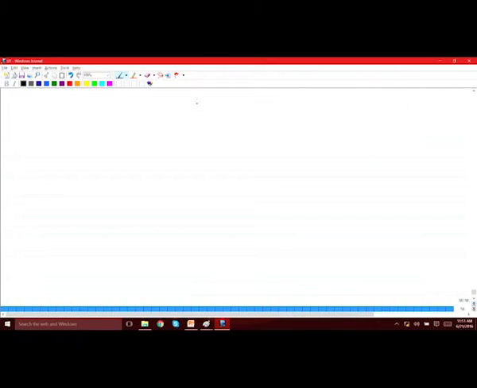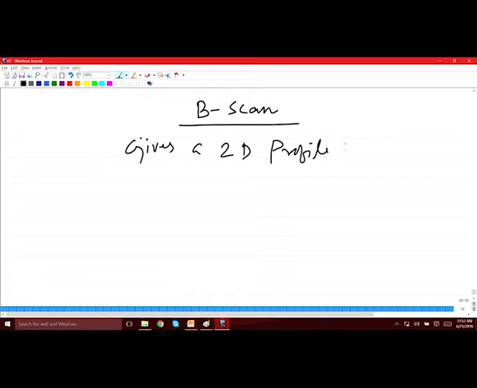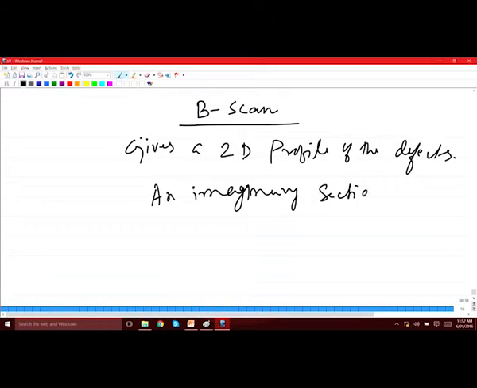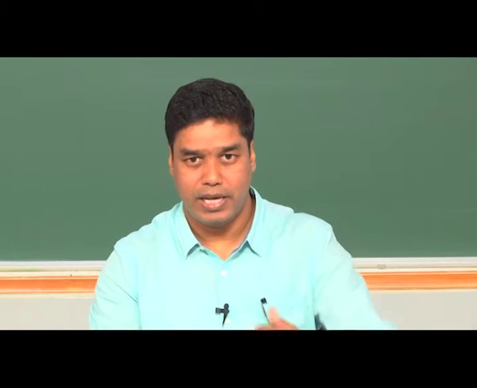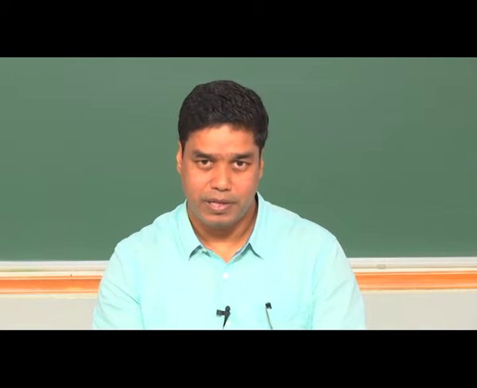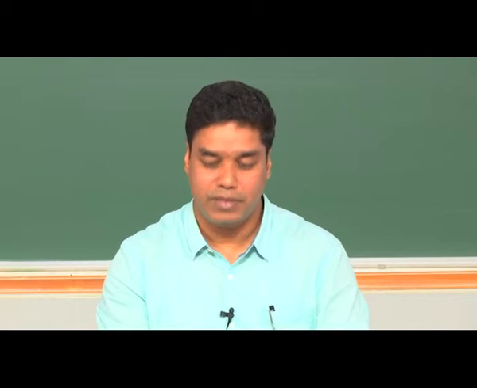Then you have B scan. And in this case, this gives you a 2D profile of the defects, and this display is basically an imaginary section through the sample, wherein you can see both the back and front surface, and you will see at what depth the defects are lying when the defect echo appears on the display. Okay. So, that is how it generates that 2D profile of the defect.